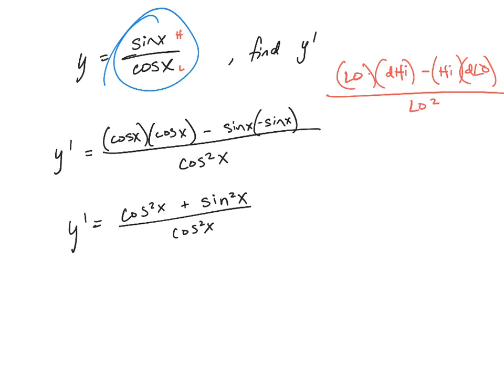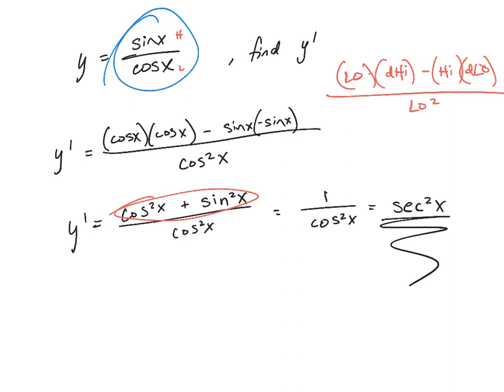Now you might remember from pre-calc that this is a special identity. That is our Pythagorean identity, and cosine squared plus sine squared is equal to 1. So I've got 1 over cosine squared x. And I know also from pre-calc that 1 over cosine is like saying secant. So 1 over cosine squared would be equivalent to me saying secant squared x.